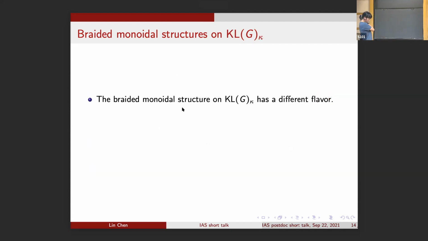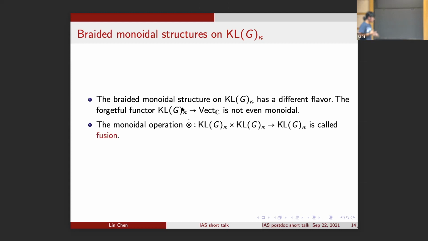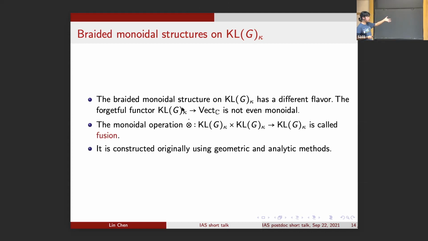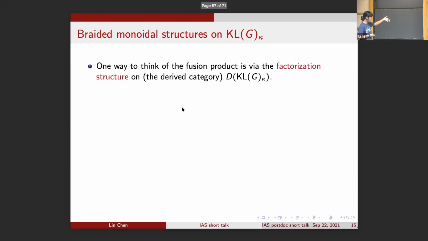On the other hand, the braided monoidal structure on the affine side is defined using a different method. This braided monoidal structure really has a different flavor. To see it, the forgetful functor from this Kazhdan-Lusztig category to the underlying vector space is not even monoidal. Instead, the monoidal operation is called fusion. It is defined using some geometric and analytic methods, which I will not show you in this talk.